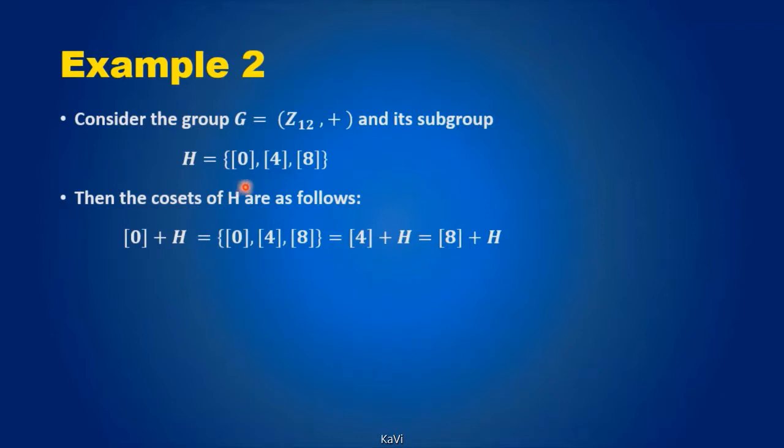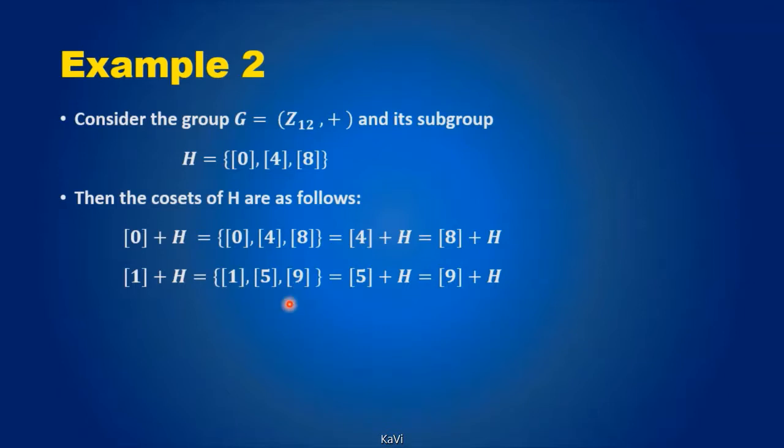You may note that the set Z12 contains the elements 0 and then 1. So we shall find 1 plus H. 1 plus H is equal to 0 plus 1. You are going to add this 1 with each of the elements of H. So 1 plus 0 is 1, 1 plus 4 is 5 and 1 plus 8 is 9. So these 3 elements you have obtained.